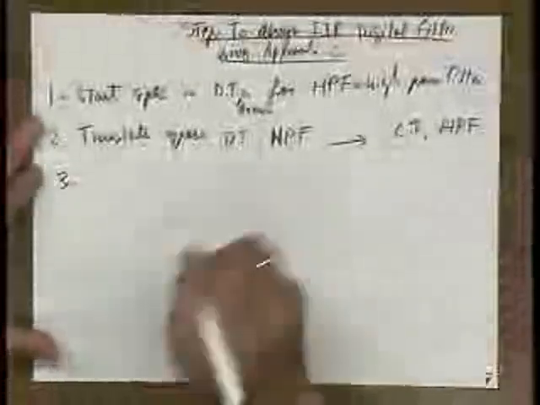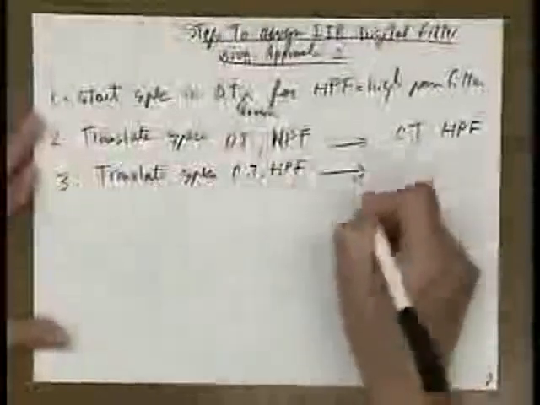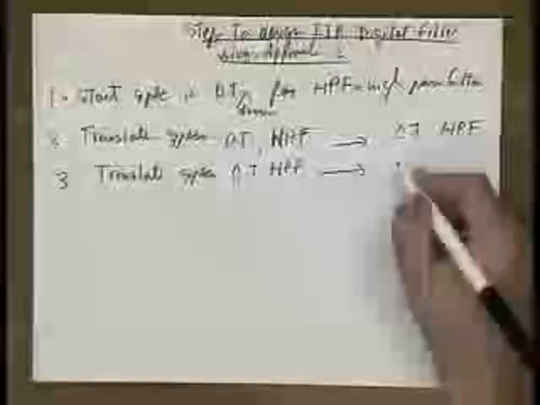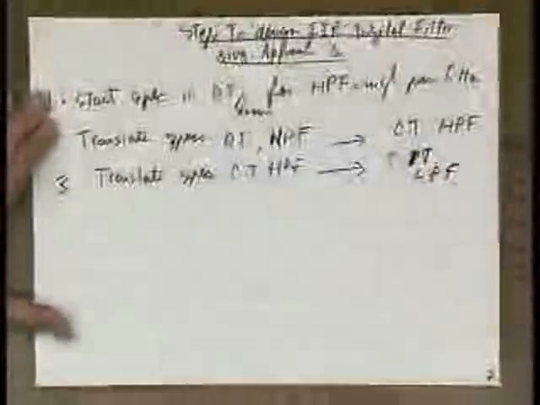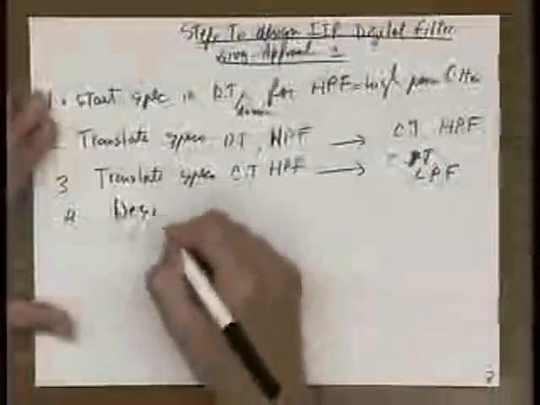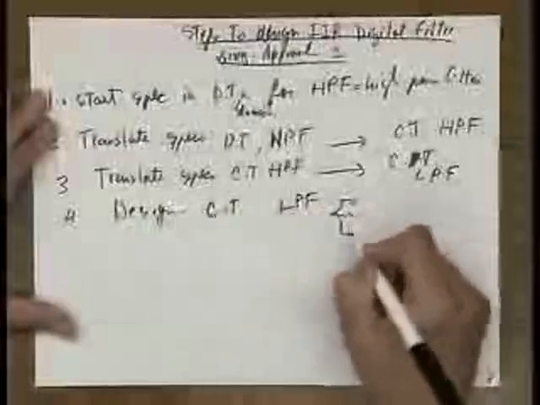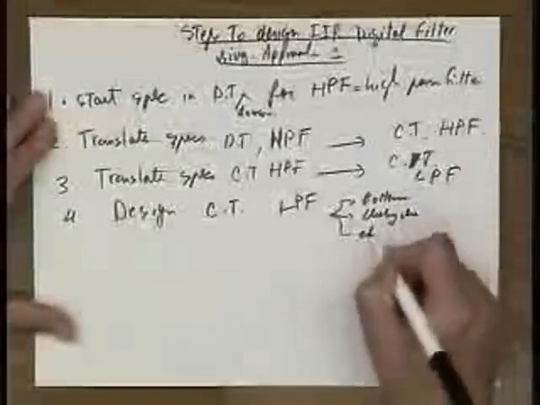Then the next step is to translate the specs one more time. You translate the specs of a continuous time high-pass filter into what now? A continuous time low-pass filter, right? Which is this step we just talked about. And now go ahead and design the continuous time low-pass filter, and you can use any of your favorite techniques, Butterworth or Chebyshev or elliptic or anything you like.